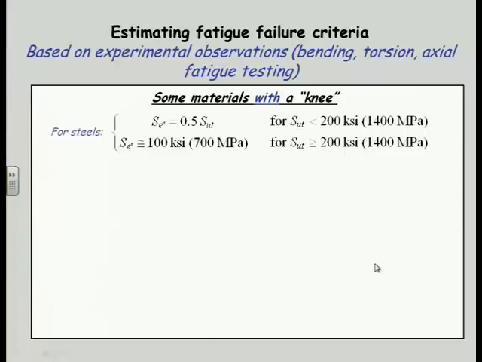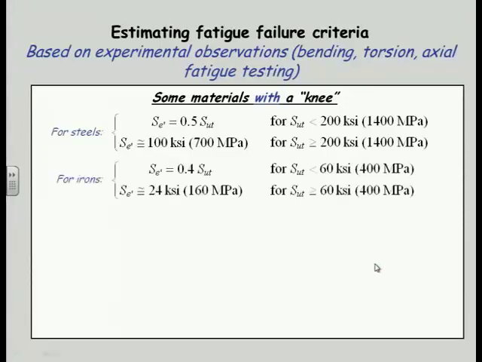Now, if the ultimate tensile strength is greater than 200,000 pounds per square inch, that's a high-strength steel, and those don't behave as nicely, and therefore we cap it at 200,000, and thus we never go above 100,000 psi with the S sub E prime, even for steel that might have 250,000 or 310,000 S sub UT. We cap it as if it had 200. That gives the starting point. Now for iron, it's about 4/10. This all comes out of test data.